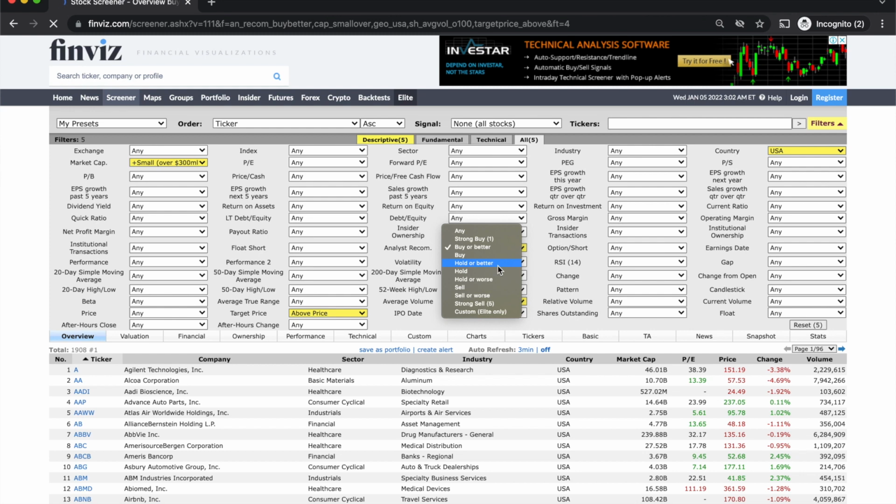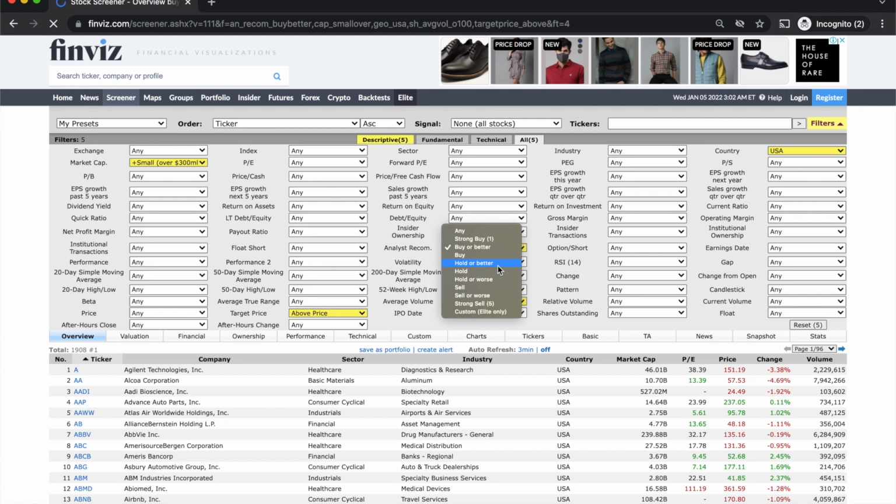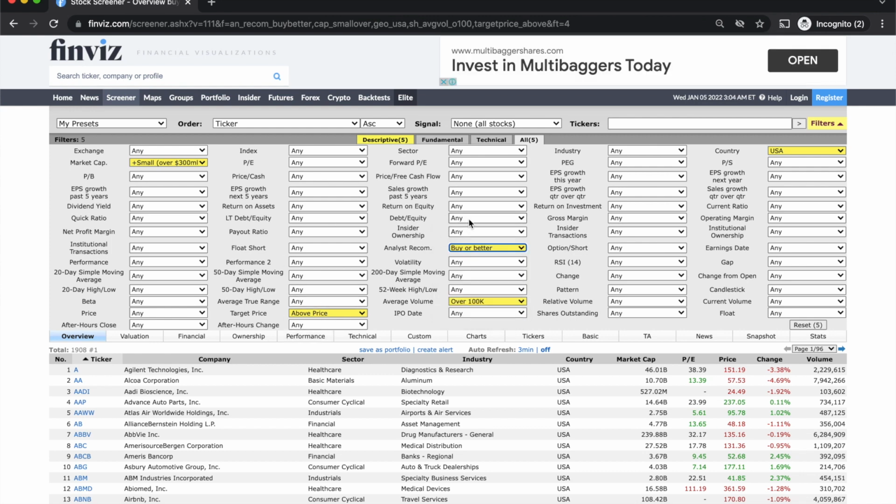You can do hold or better, you can do buy or better. Both the things, buy or better would give you lesser number of stocks, hold or better would give you more number of stocks. But essentially, we're trying to make sure we don't go against the analyst. The entire criteria of this screener is not that we want to work with analyst recommendations only. We just don't want to be going against them. So we have done the analyst settings as well here.